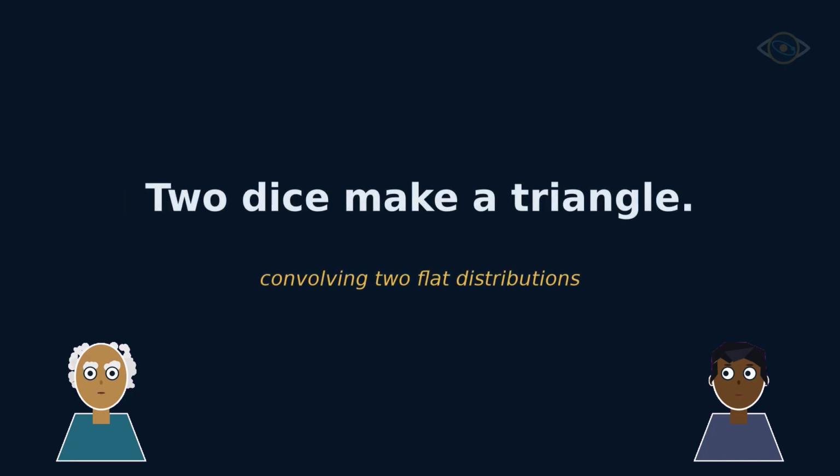Roll 2 dice. Each is flat, equally likely faces, but their sum peaks at 7 and tapers to the ends. A triangle. That triangle is 2 flat distributions convolved together. So 7 is most common simply because it has the most pairings. The shape of luck is a convolution.